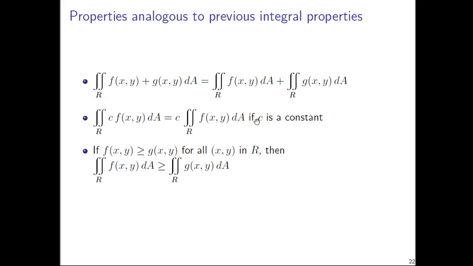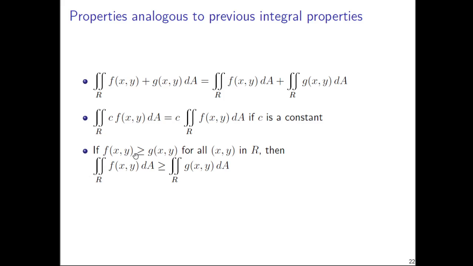All right, there are some properties of these definite integrals, because of the region R specified, that are very analogous to previous integral properties you've seen. So the double integral over R of f plus g is the same as adding up two separate double integrals, integral of f plus integral of g. If you have c as a constant, that can pull in front of the integral. You've seen things like that before in Calc 1.